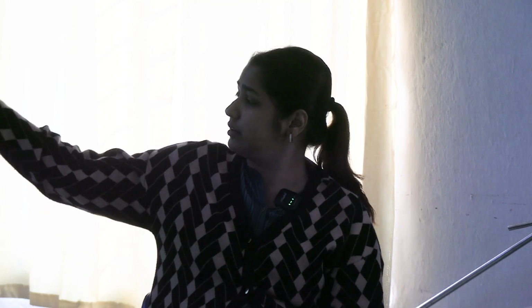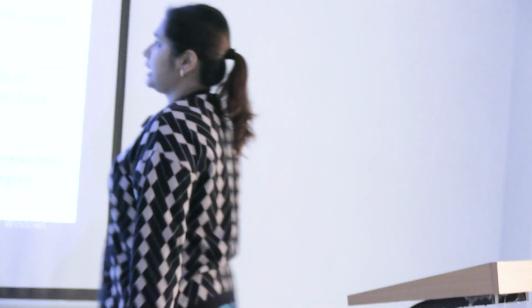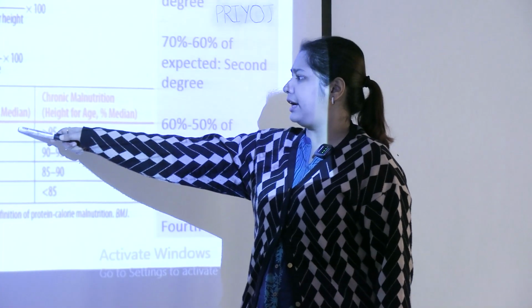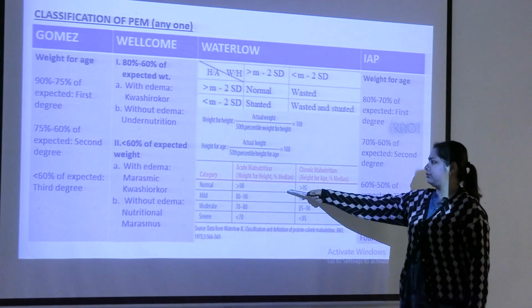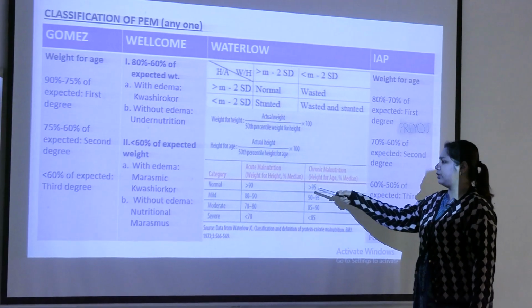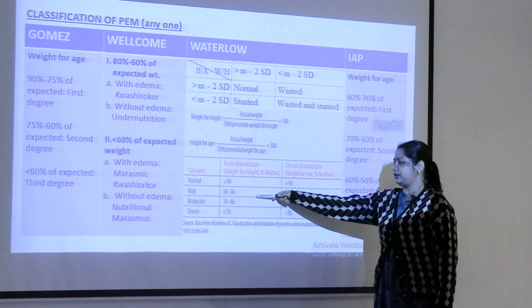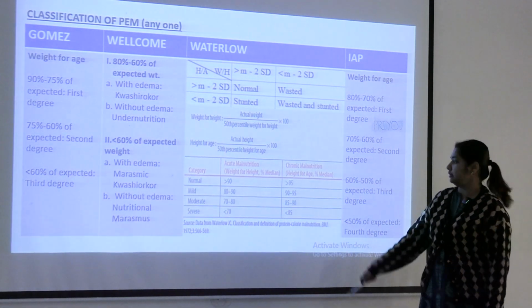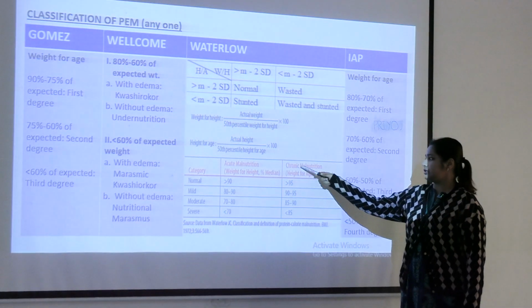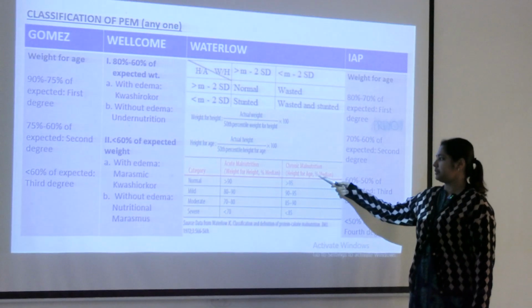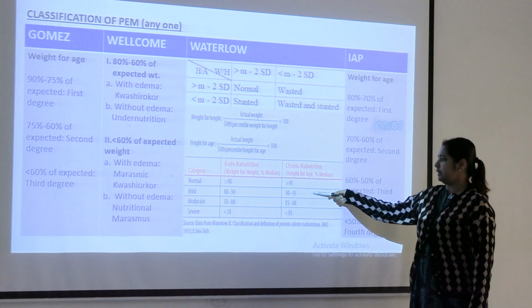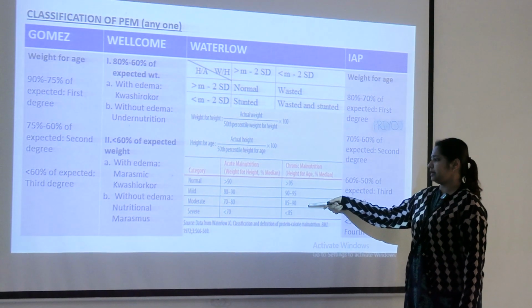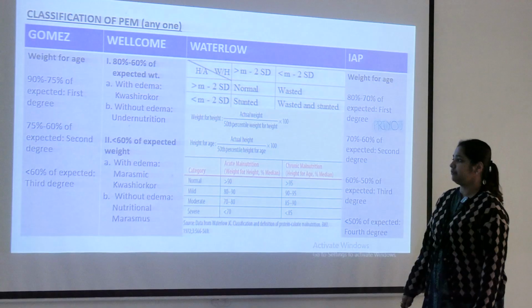In acute malnutrition, if the child's actual weight for height is more than 90% of the median, then the child is normal. If it is 80 to 90%, it is mild, then moderate, then less than 70% of the median is severe. In chronic malnutrition, if the child's height for age is more than 95% of the median, it is normal, less than 95% is mild, less than 90% is moderate and less than 85% is severe.